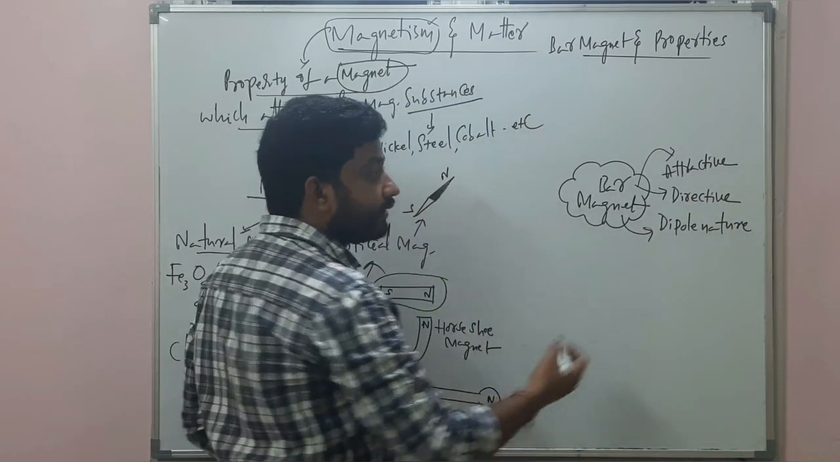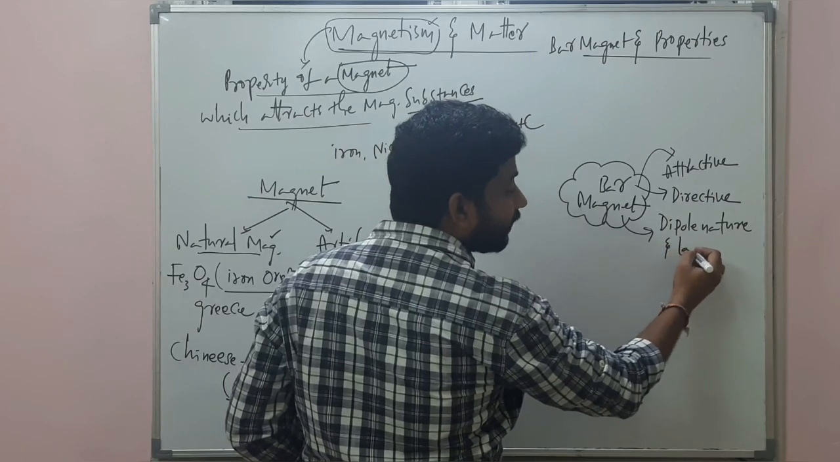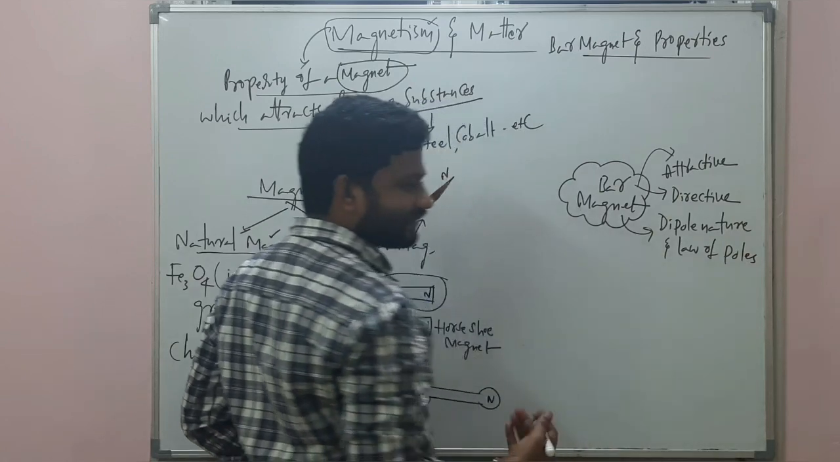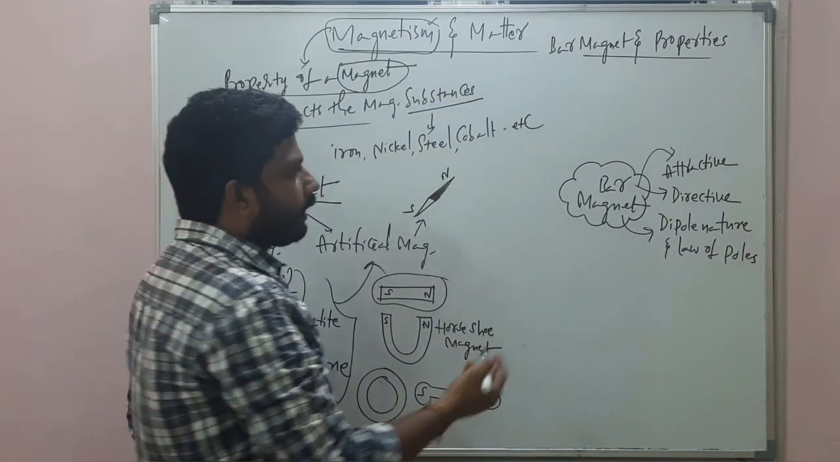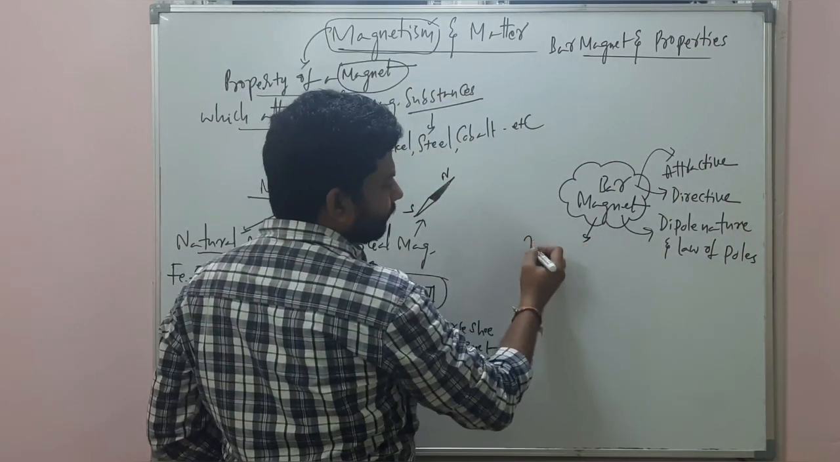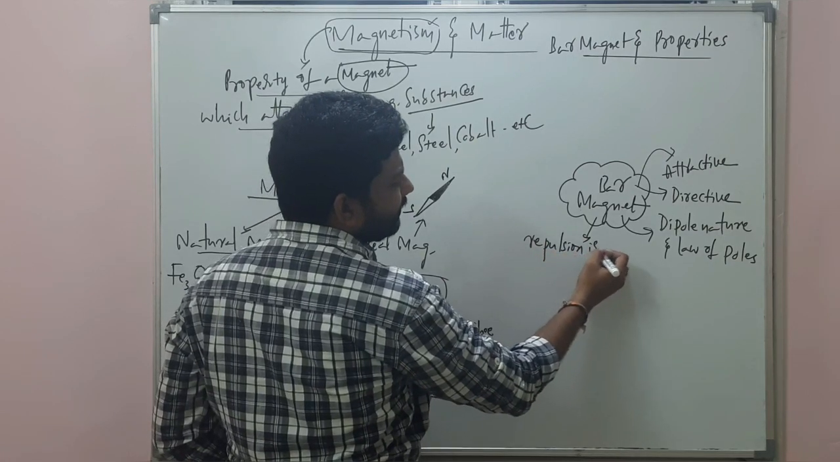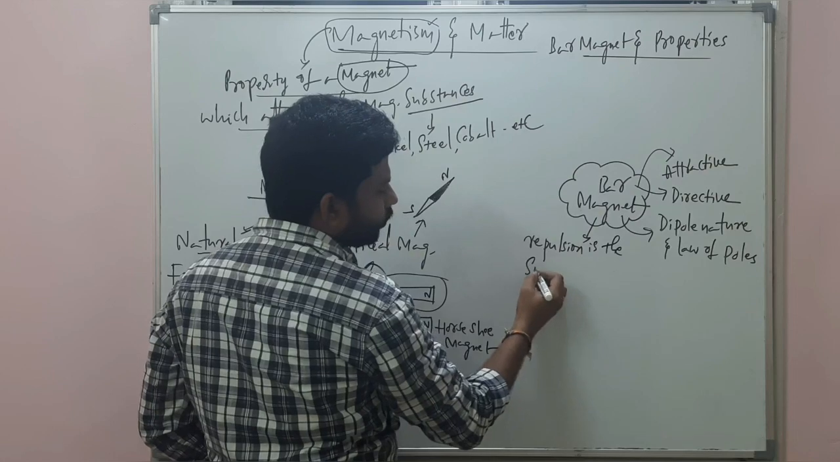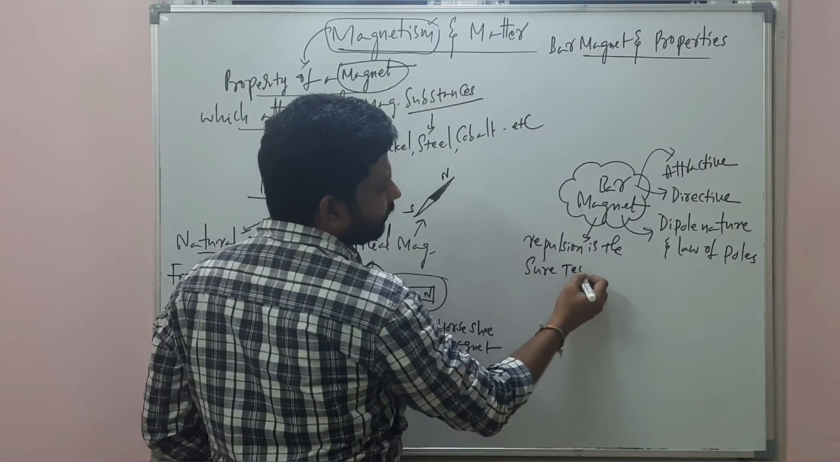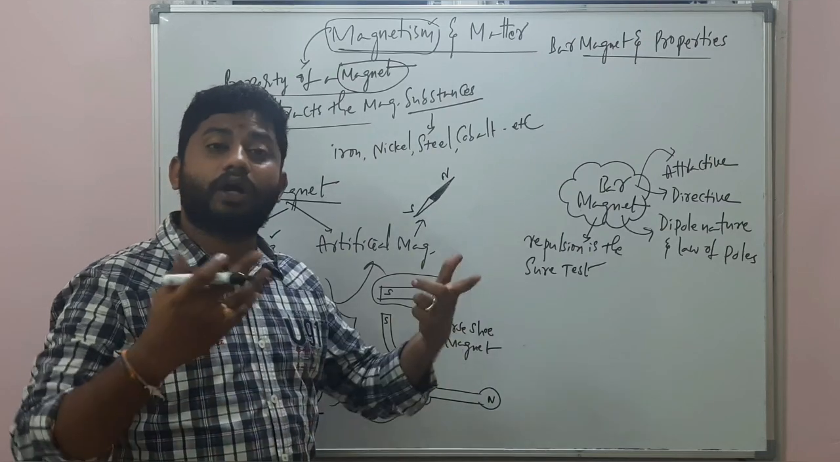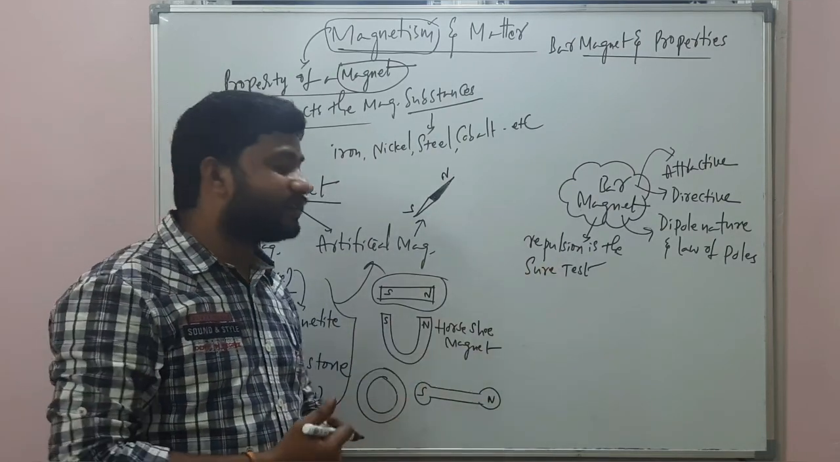All right, dipole nature and law of poles, dipoles. We'll discuss that. And for this bar magnet, repulsion is the sure test whether the magnet will have a dipole and pole strength or not. You will understand, repulsion is the sure test.